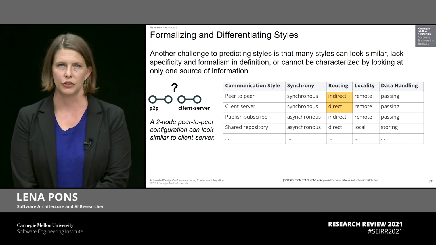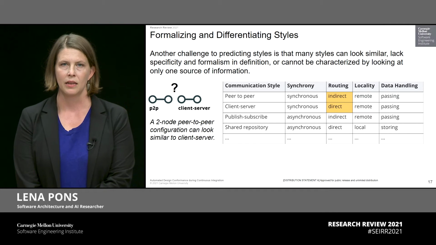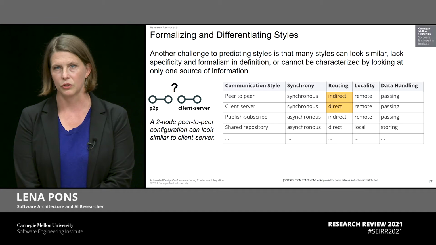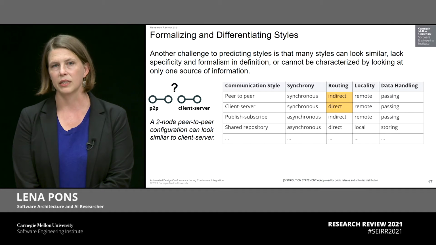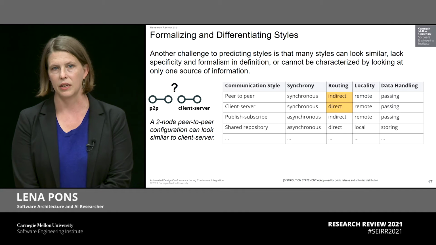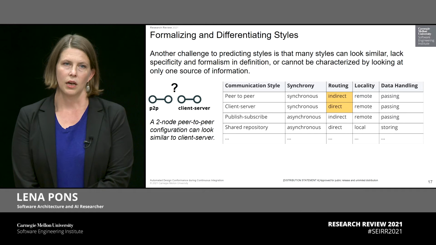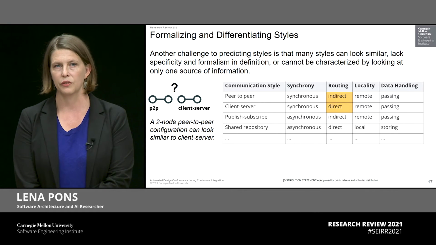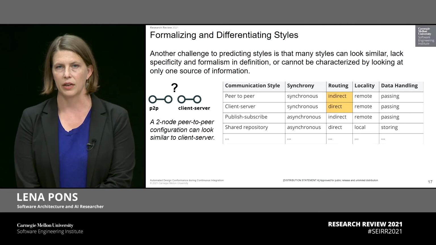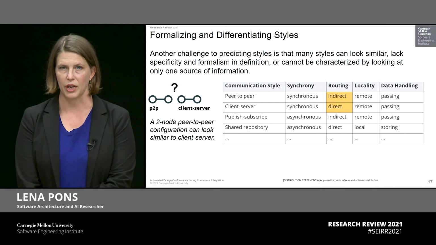Another challenge to this work is that many of the software styles that we're looking to characterize can look very similar, particularly in the interaction graph-based model that we've been using. So for example, a trivial peer-to-peer network and a trivial client-server network are indistinguishable at that interaction graph level. So we looked at what would be ways that we could extend out the feature space such that we could differentiate these styles across multiple different styles in the communication family.